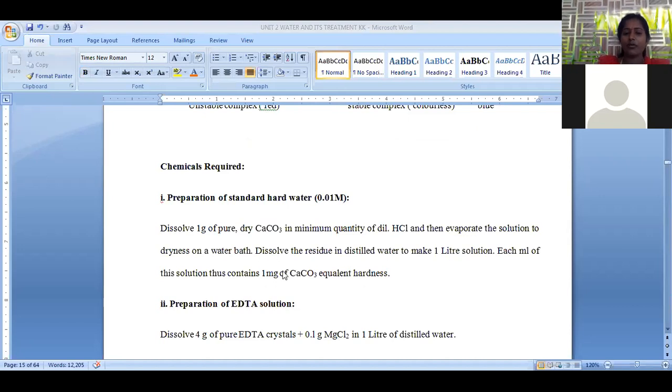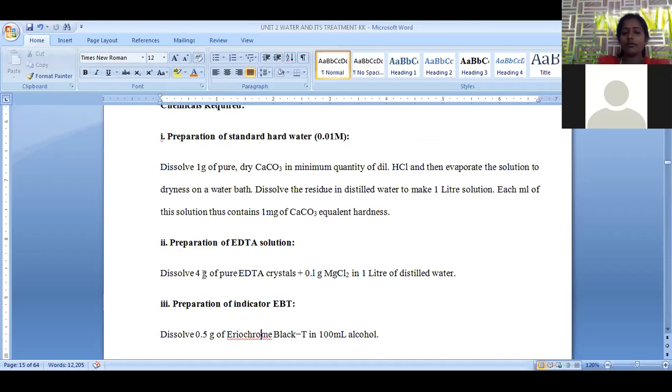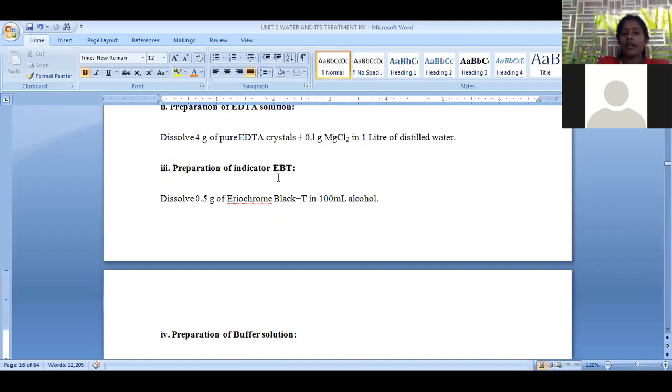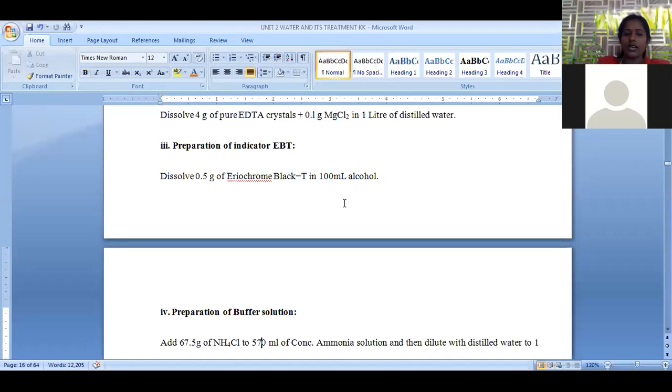In the second step, we are going to prepare the EDTA solution. 4 grams of EDTA is mixed with 0.1 gram of magnesium chloride and made up to 1 liter. In this way, the EDTA solution is prepared. In order to prepare the eriochrome black T solution, 0.5 grams of eriochrome black T was taken and added with ethanol or methanol, any kind of alcoholic solution.